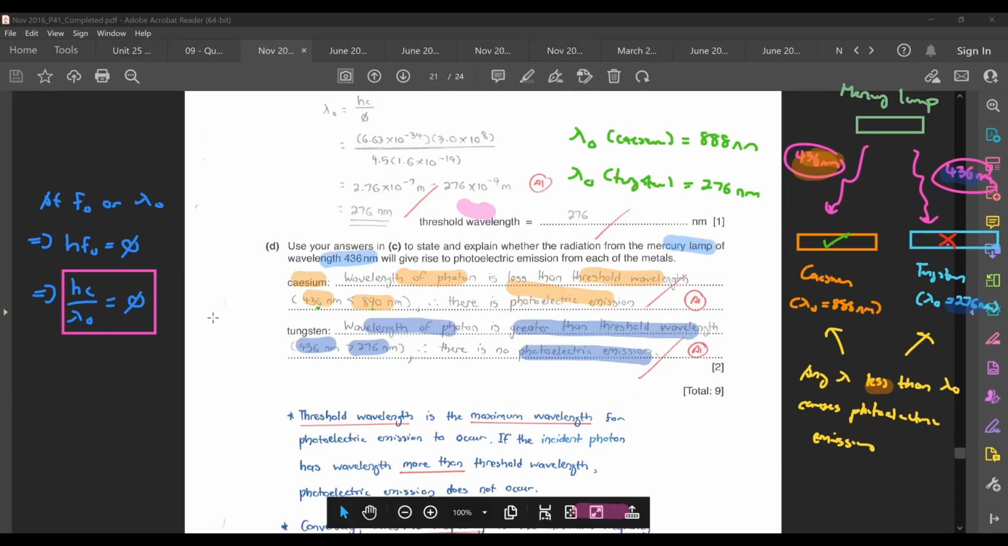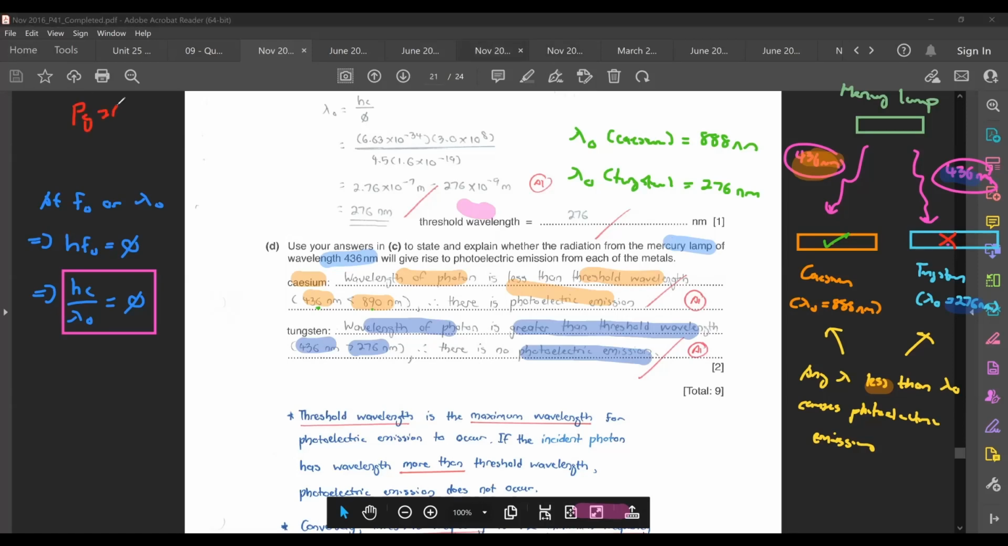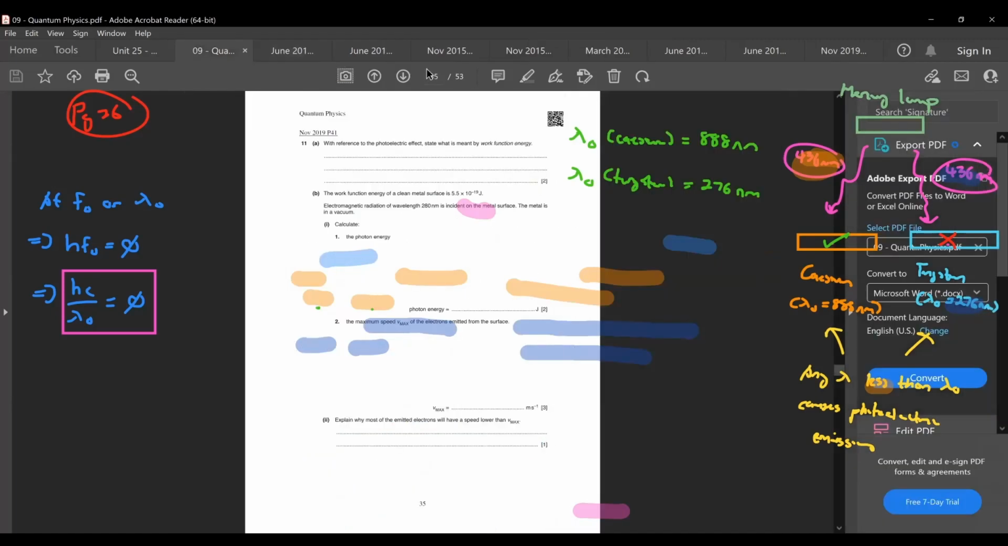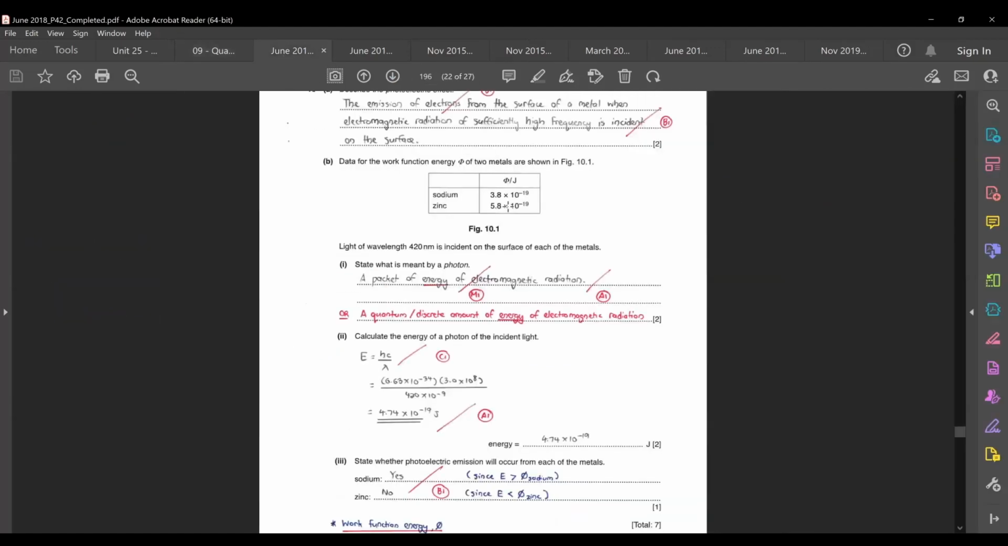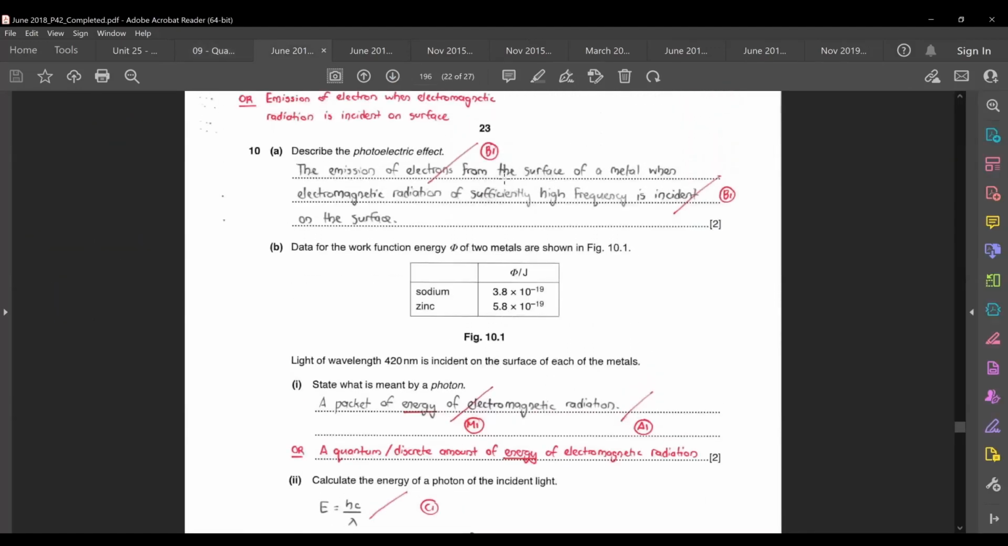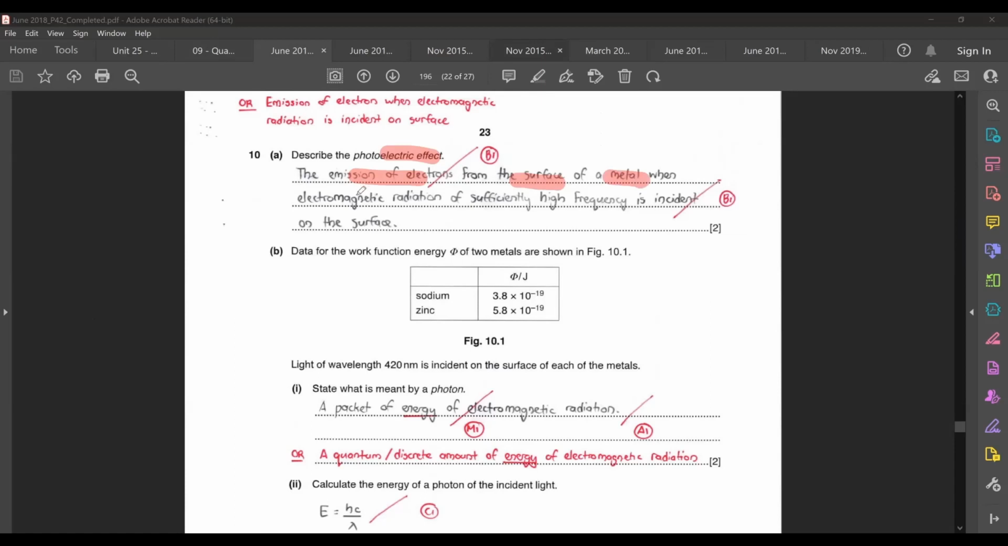So this is okay. Then you move on to the next question. The next question that you can do is page 26, June 18 P42. I'll clear this one up. Describe photoelectric effect is the same question that we did earlier. It is emission of electrons from the surface of a metal when EM radiation of sufficiently high frequency is incident on the surface. Just copy the definition from the notes and you should be fine.